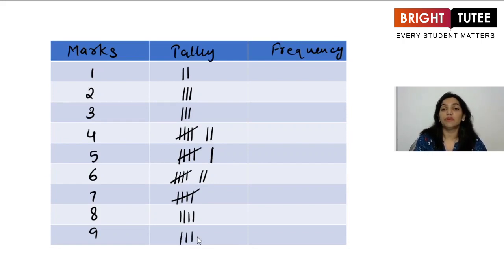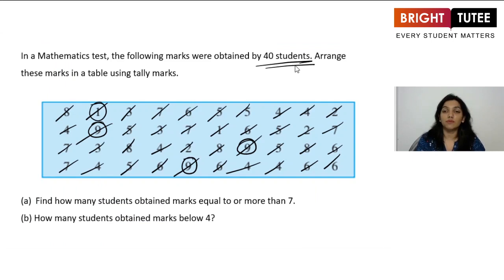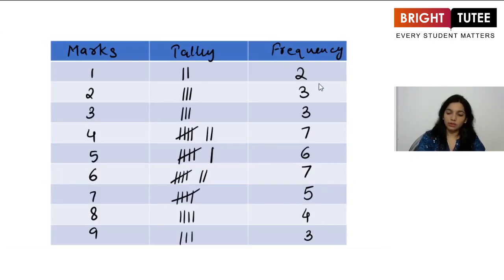Let us now write the frequencies for each one of them. So 1 is coming 2 times, 2 is coming 3 times, 3 is coming 3 times, 4 is coming 7 times, 5 is coming 6 times, 6 is coming 7 times, 7 is coming 5 times, 8 is coming 4 times, and 9 is coming 3 times. So this is our frequency table, and if you want to recheck your answer, see what is the total number of students? It is 40. If you add all these frequencies, you will get the answer as 40.